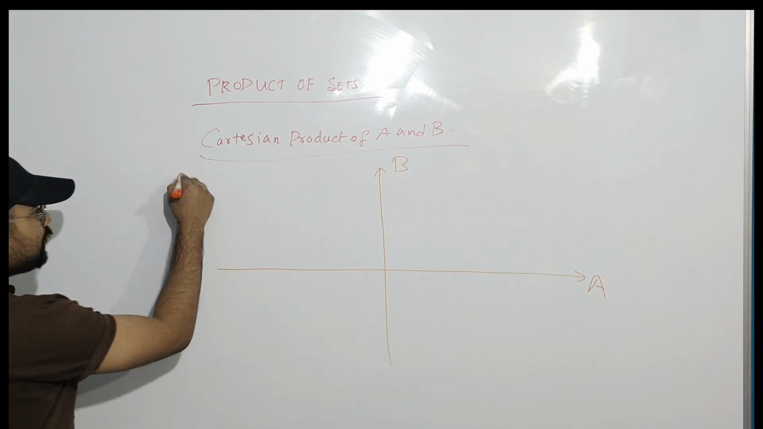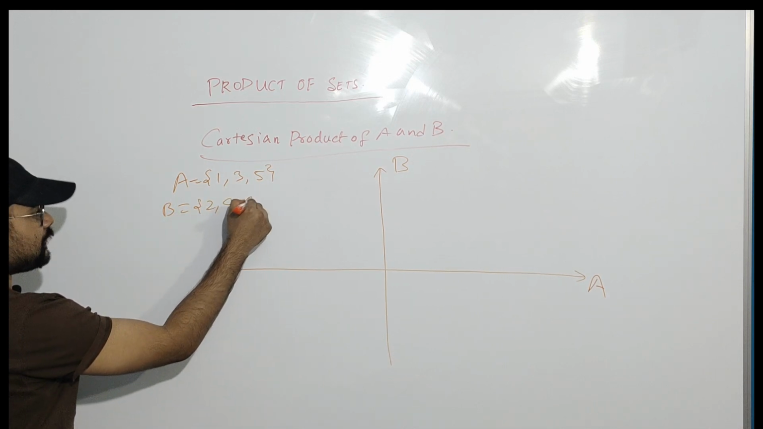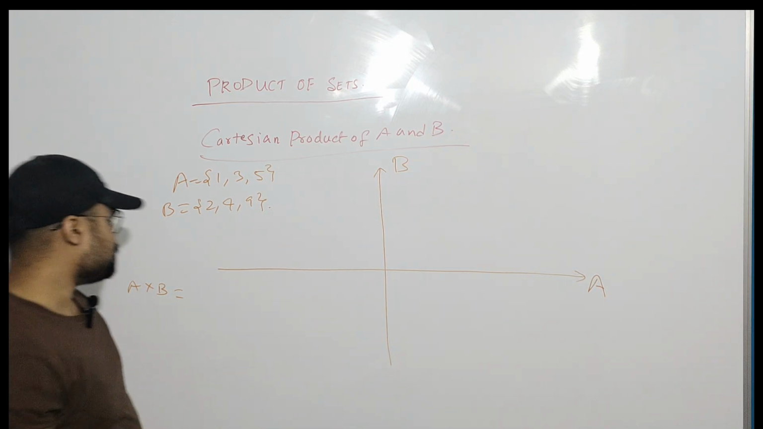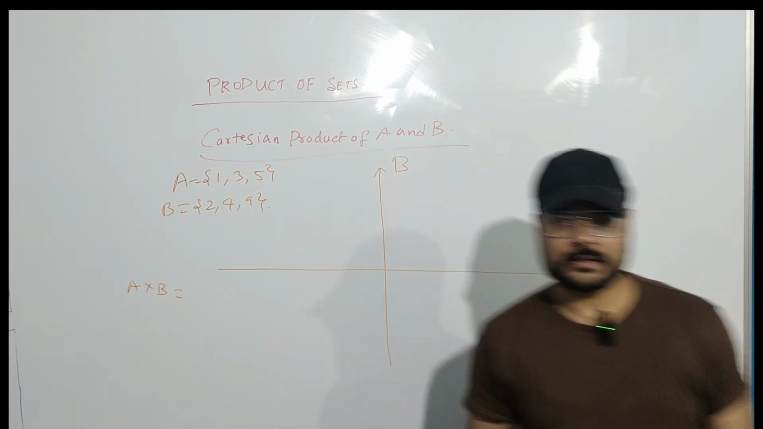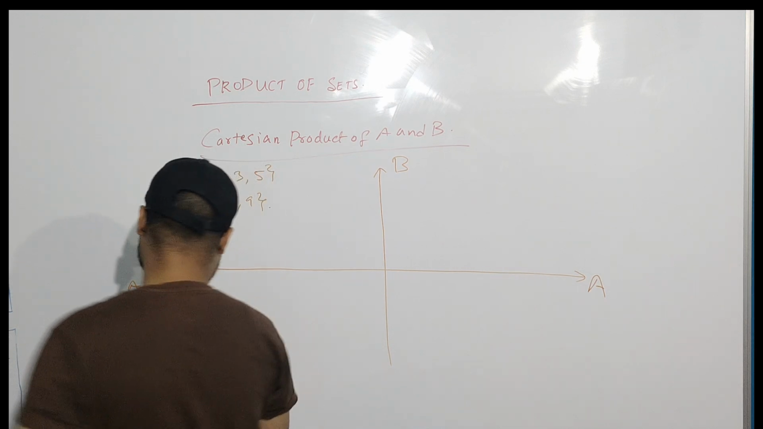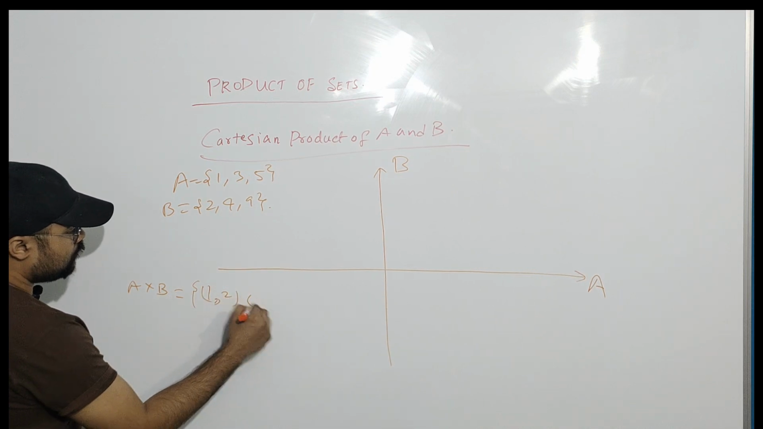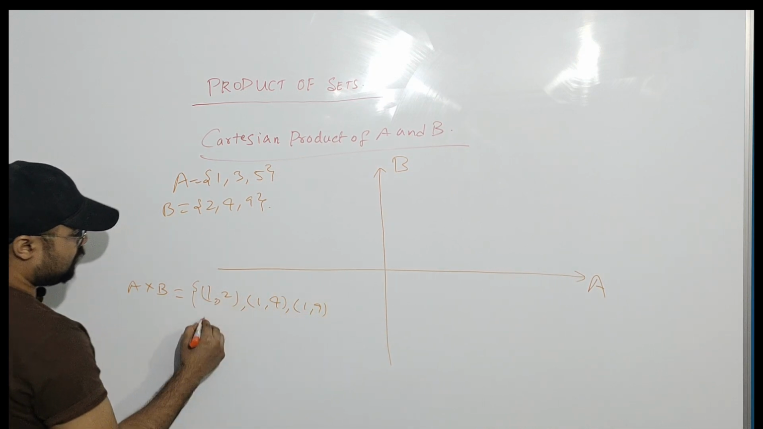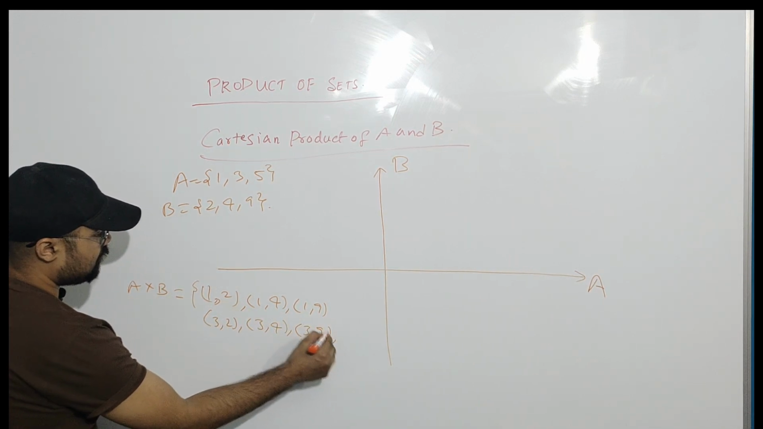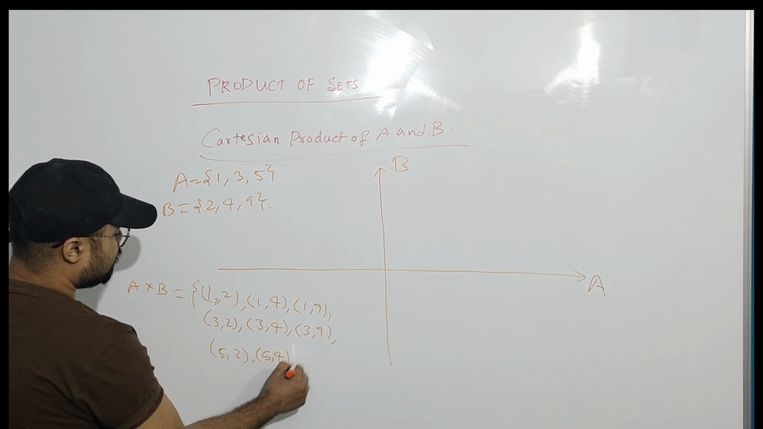Okay, let me take A to be 1, 3, 5 and B to be 2, 4, 9. Then what is A cross B? How many elements will be there in A cross B? 3 into 3, 9 elements. So the elements in A cross B are (1,2), (1,4), (1,9), (3,2), (3,4), (3,9), (5,2), (5,4), (5,9).